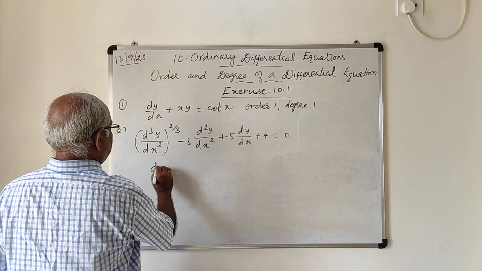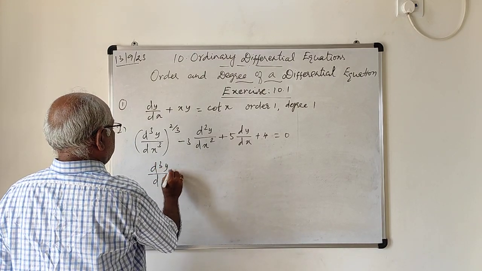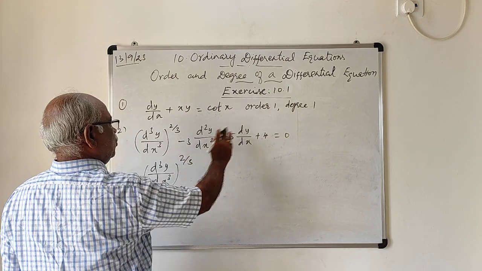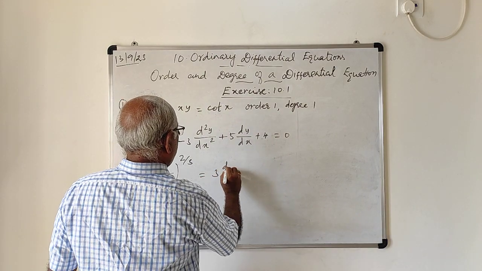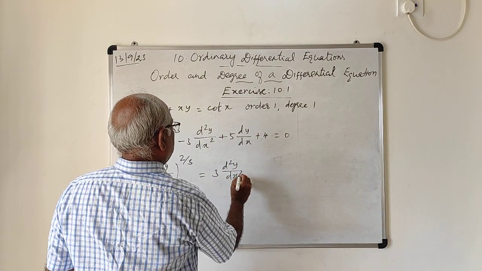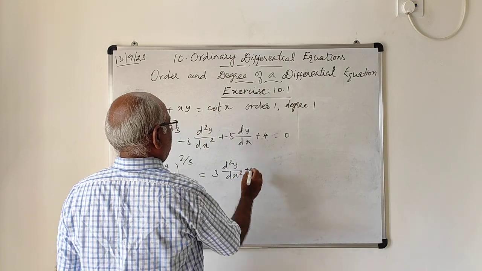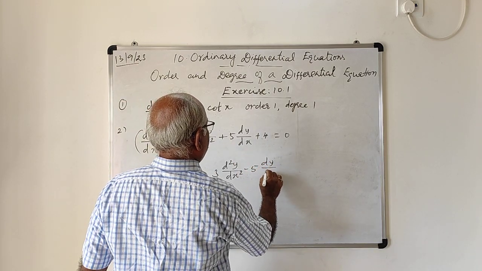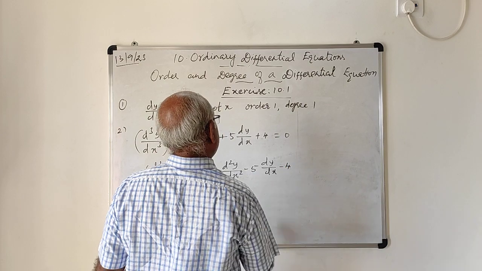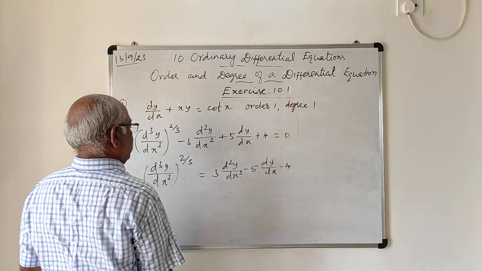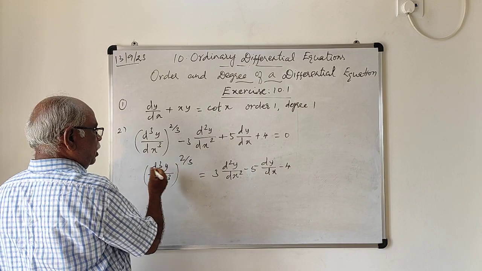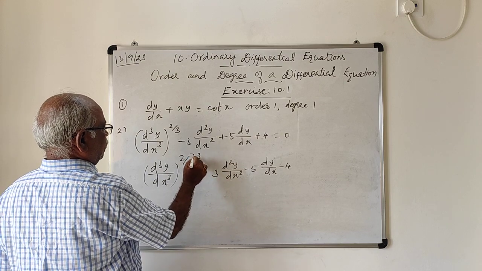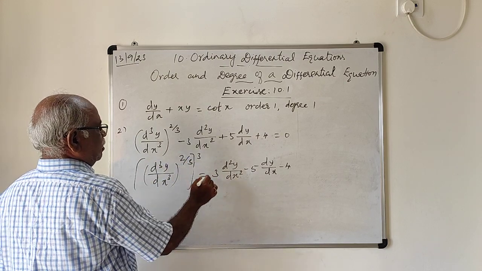For that, you keep the term d cube y by dx cube in power 2 by 3 on the left hand side itself. The other terms you bring to the right hand side: 3 d square y by dx square, the plus 5 dy by dx becomes minus 5 dy by dx and plus 4 becomes minus 4. Then raise the power of 3 on both sides.